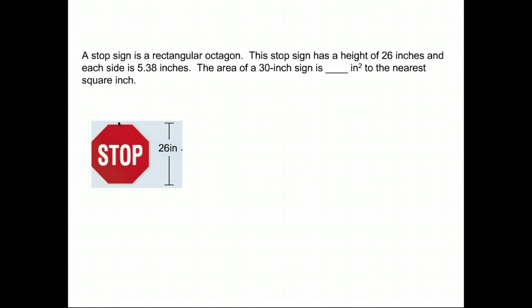So have you done the part on polygons? It's the lesson right before this. Have you done that yet? No. Okay. Well, the formula for the area of a regular polygon, which this is, is 1/2 the perimeter times the apothem. So let's talk about what each of those things are.